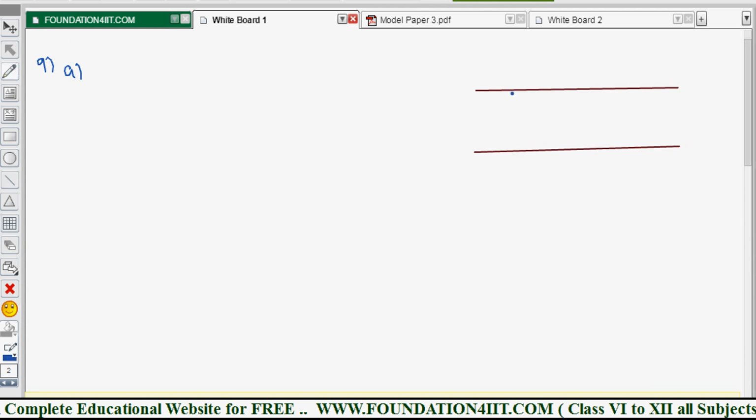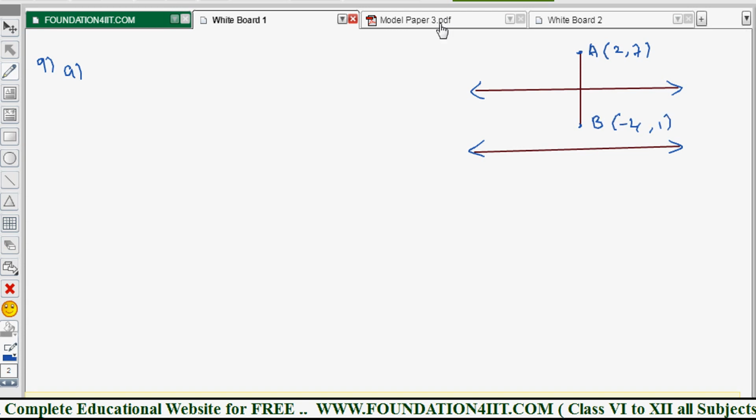So one equation is given, and one more line is parallel to it, but that is passing through the midpoint of another line segment. Then one more line segment, midpoint of this. If you take this as A and B, you should find out the midpoint. So A is (2, 7) and B is (-4, 1).